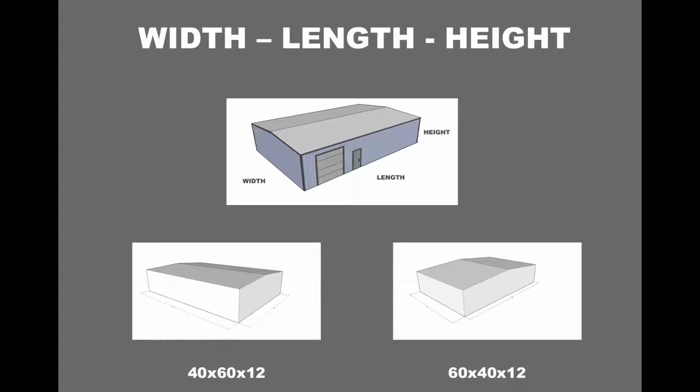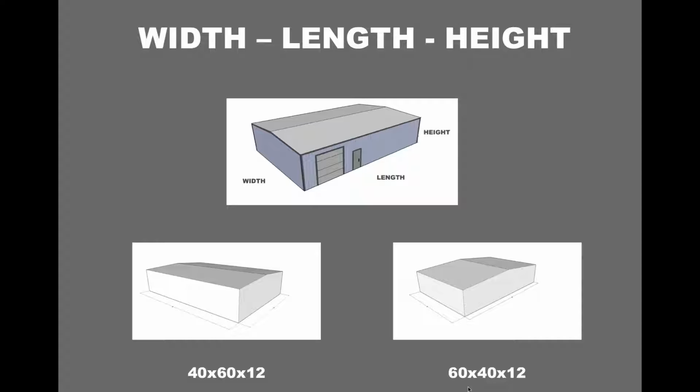So moving forward, anytime you talk about your building or you hear me talk about the dimensions of a building, I'm going to be keeping that cadence: width, length, and height. Now, here's an example of what I'm talking about. When I say a 40 by 60 by 12, I'm referring to a building that looks like this. This would be 40 feet wide by 60 feet long by 12 feet tall. So you can see that's what that building looks like.